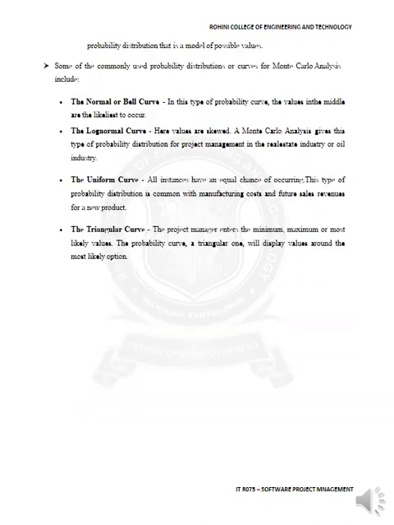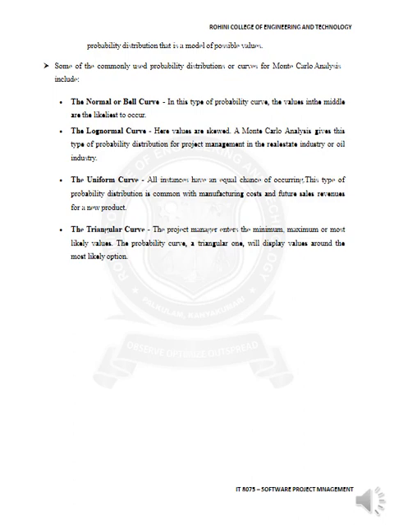So the normal or bell curve: in this type of probability curve, the values in the middle are the likeliest to occur. The lognormal curve, here values are skewed. The Monte Carlo analysis gives this type of probability distribution for project management in the real estate industry or oil industry. The uniform curve: all instances have an equal chance of occurring.